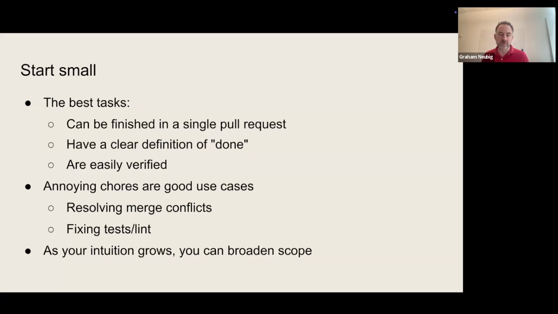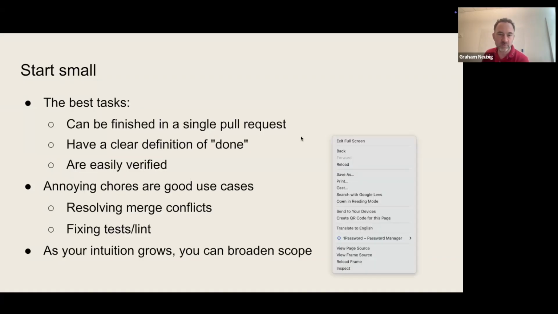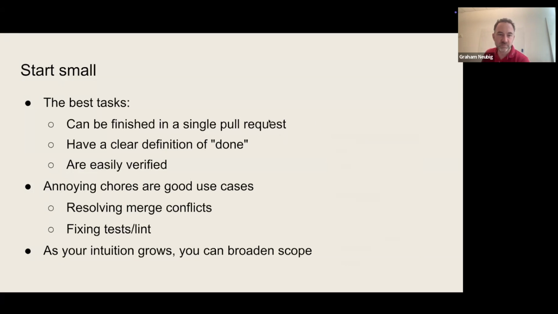It usually works better than the agents that are more interactive for solving full tasks, but still, it's usually a good idea to build an intuition about what things you can ask and what things maybe will need a little bit more hand holding. And so the best tasks are things that can be finished in a single pull request, have a clear definition of done, and are easily verified through tests, especially.